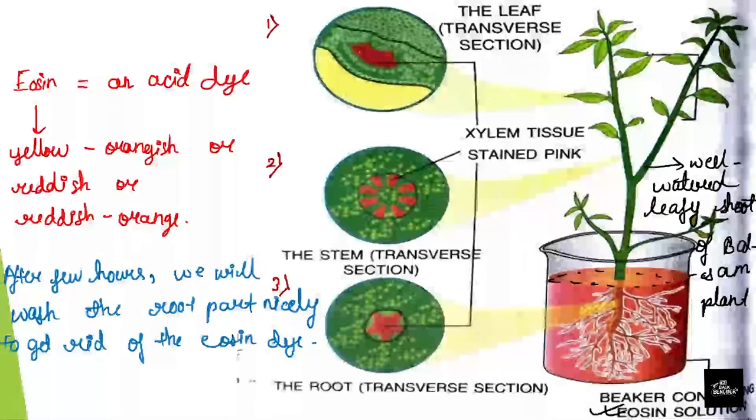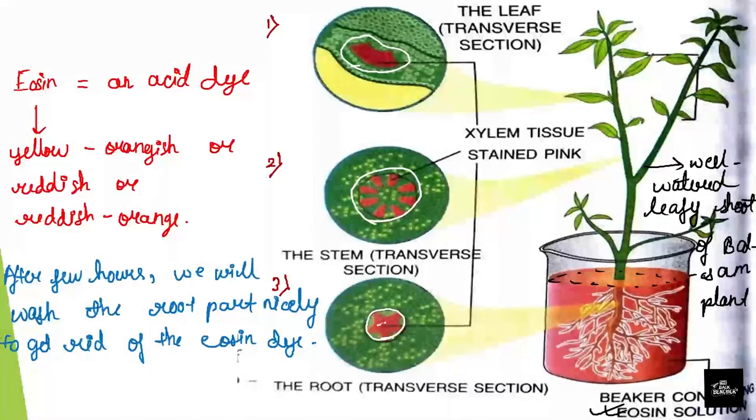This is a portion of the leaf. Let me just use the white color to show all of you. This is the portion of the leaf which is going to stain with eosin dye, that is the reddish color. Inside the stem, in the xylem, we can see the color is red here, reddish orangish color is here, stained pink. It is written pink here, but it is basically a reddish orangish color. And then in the roots, we can also see in the transverse section that here is also the dye.